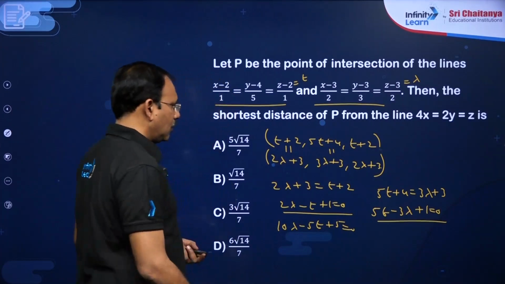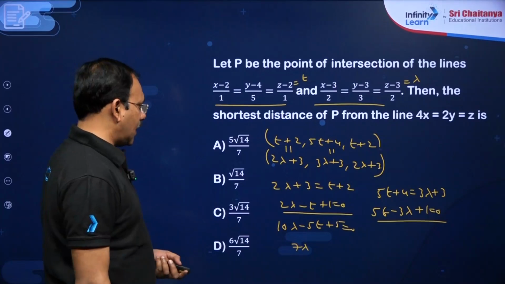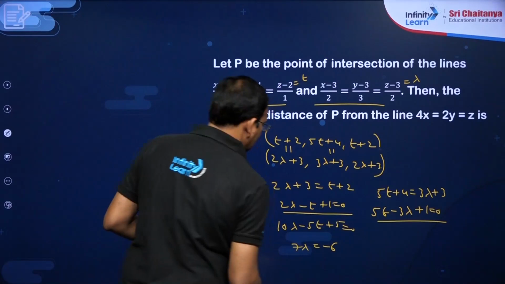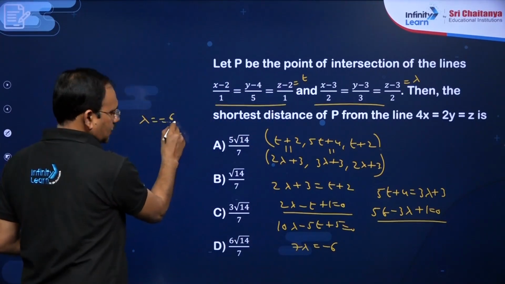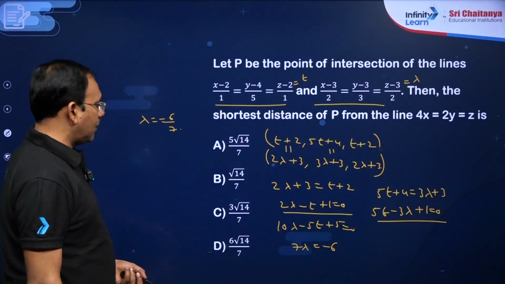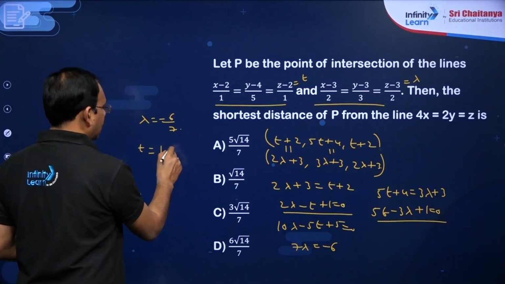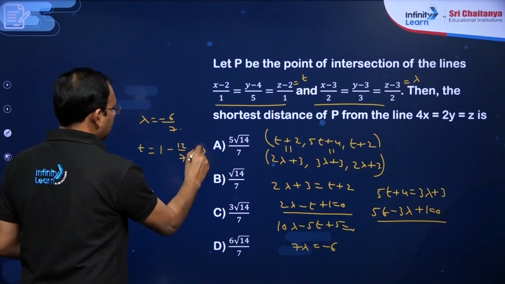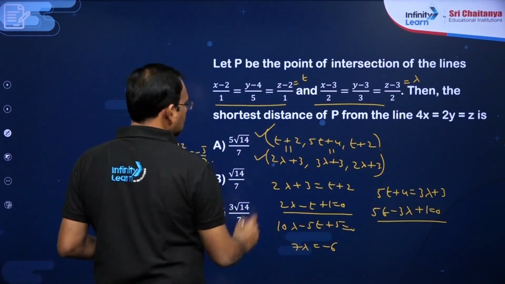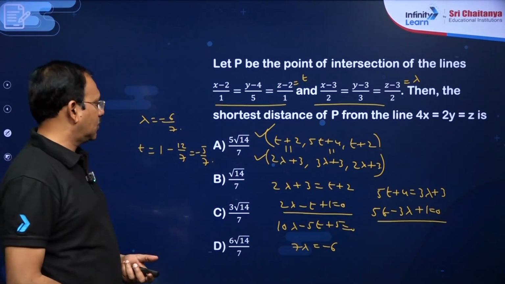If you add these two, t gets cancelled: 10 lambda minus 3 lambda is 7 lambda, plus 5 plus 1 is 6, equal to 0. So, lambda value is minus 6 by 7. You see, options are also in terms of 7. Once you know lambda, you can also find t. T is 2 lambda plus 1. 2 lambda plus 1 means minus 12 by 7 plus 1, which is minus 5 by 7. Now you know the t value and the lambda value. So either you substitute lambda here or t here, you will get the point of intersection, right.